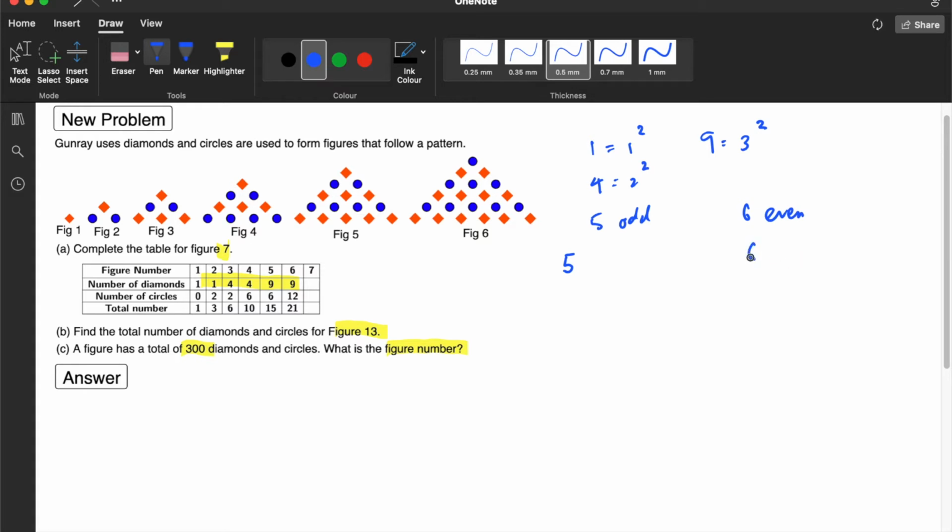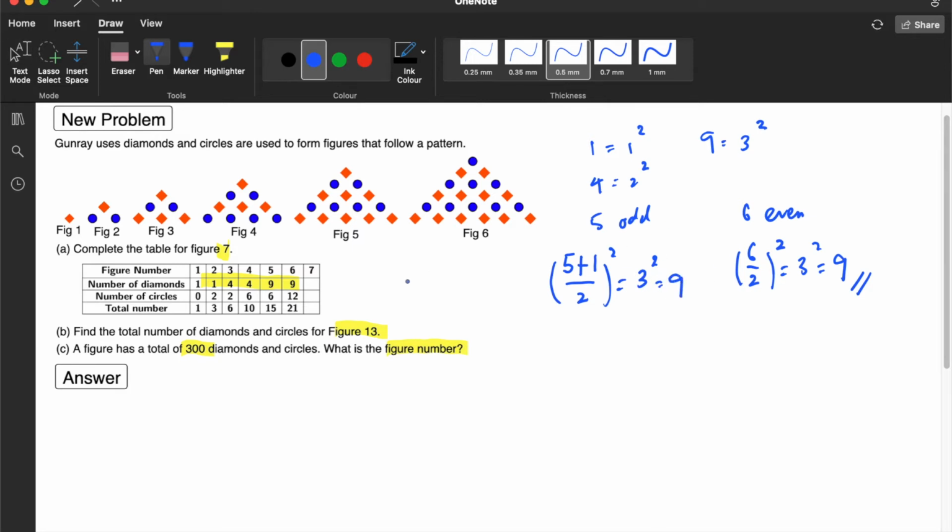It's quite obvious, I think. We have to divide it by 2, and then we square it. So 3 squared is equal to 9. So perhaps this is the formula for even number figures. But 5 also gives us 3 squared, or 9. So how do we do that? We have to add 1 first to give us 6, and then divide by 2, and then we square it. So this is 3 squared, equal to 9.